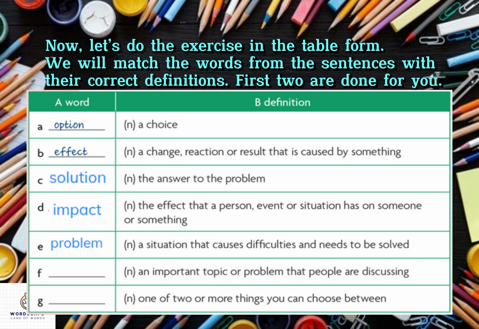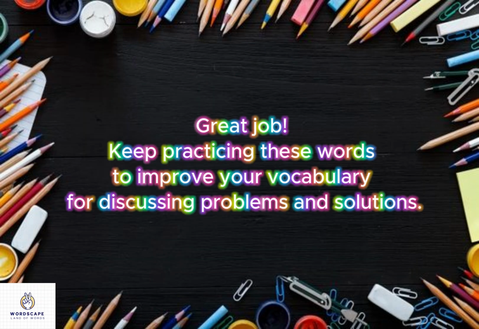For F, an important topic or problem that people are discussing, the word is issue. For G, one of two or more things you can choose between, the correct word is alternative. Great job! Keep practicing these words to improve your vocabulary for discussing problems and solutions.